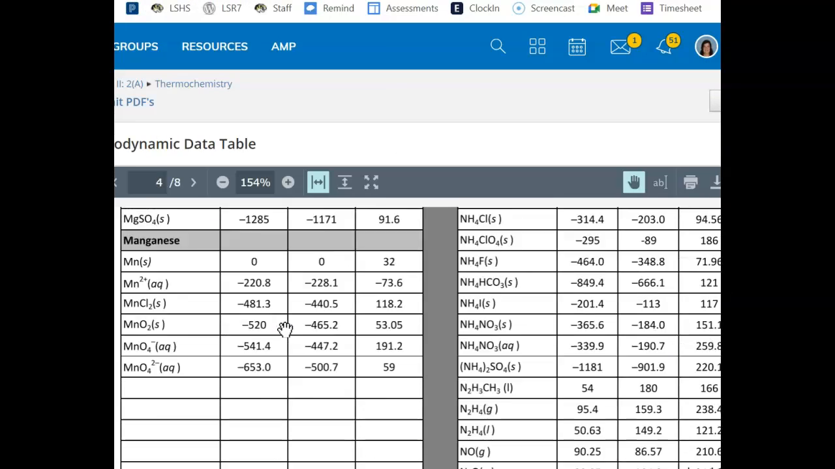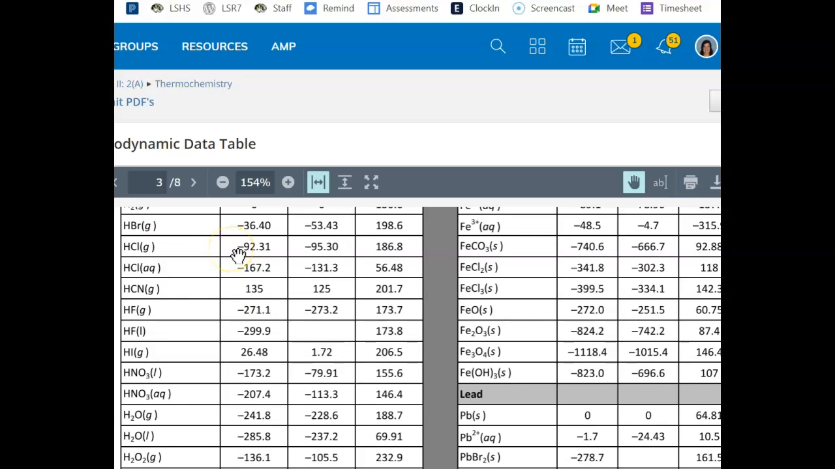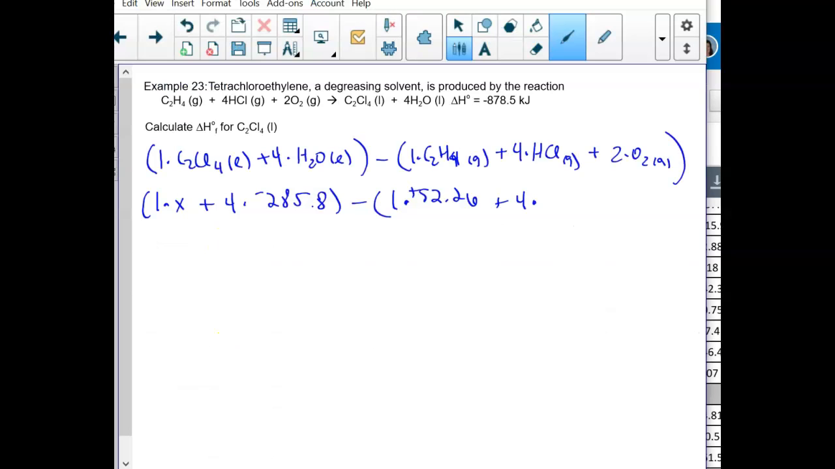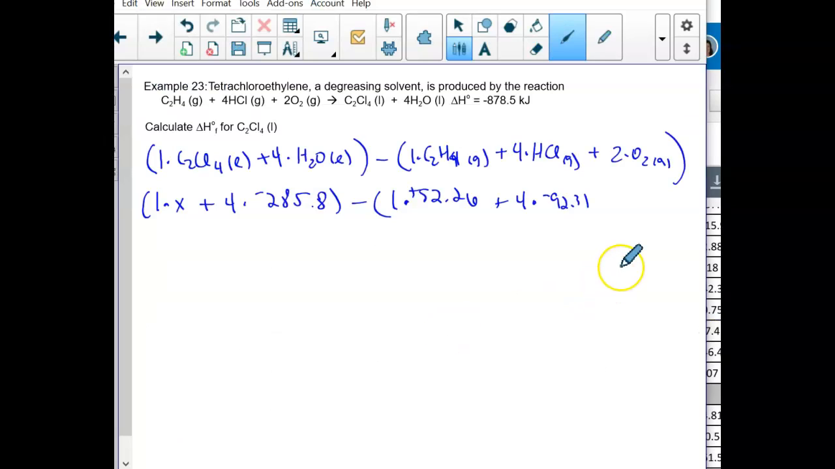Okay, so we're looking for the H's again. HCl gas is negative 92.31. So that's going to be 4 times negative 92.31. I said that in my head several times and I still want to make sure. Plus, now oxygen is normally a gas at standard conditions, so that's going to be times 0. Now, remember that this whole thing was set equal to this value, right? So I really should have set this equal to that. So now we're going to take our X and figure out what this is.